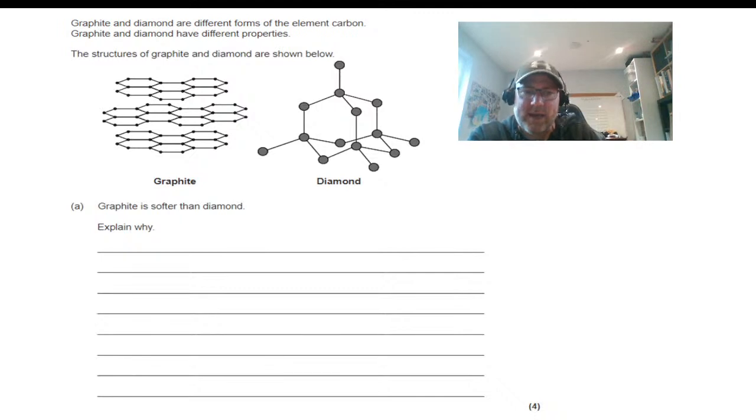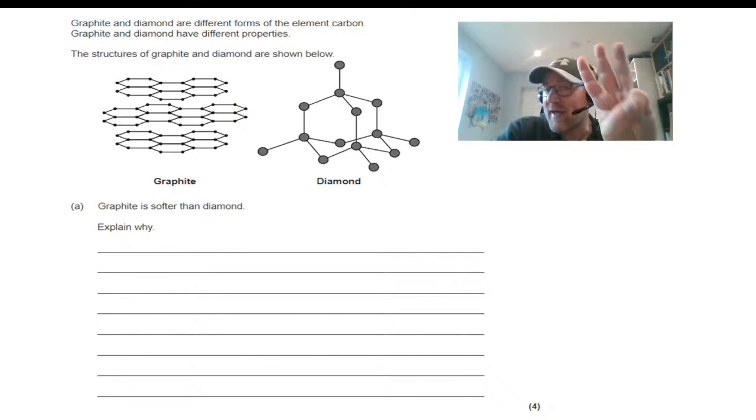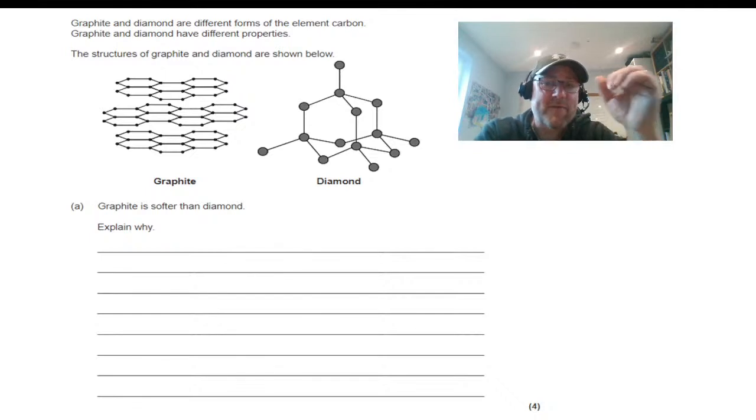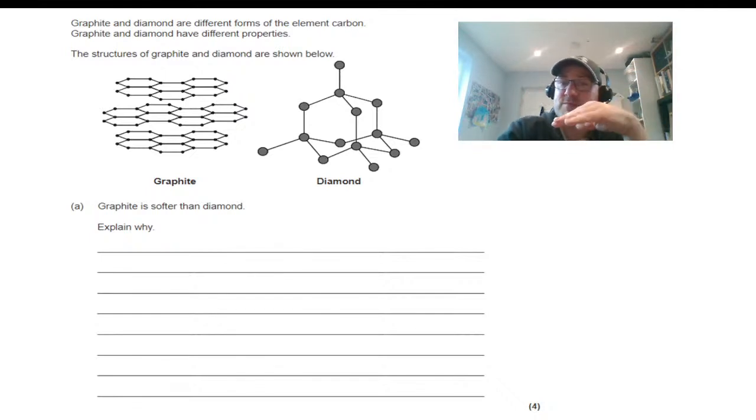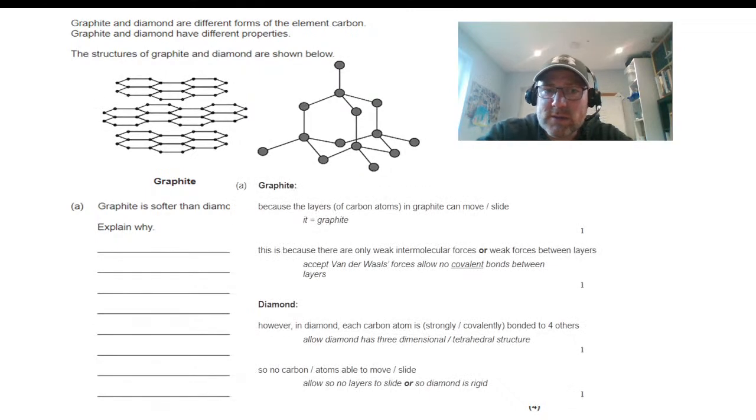So what I would say here is each carbon atom in diamond has 4 bonds. Each carbon atom in graphite has 3 bonds. Graphite has weak intermolecular forces between the layers, so the layers can slide, and that will get me my 4 marks. Graphite has layers which can slide because there are weak intermolecular forces. First 2 marks: diamond, each carbon atom is bonded to 4 others. The layers can't slide. Okay.